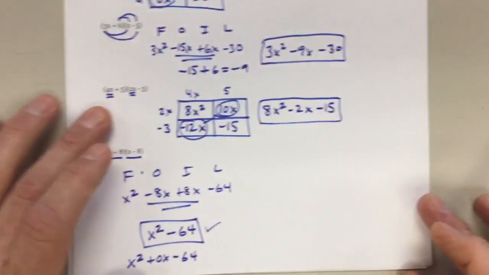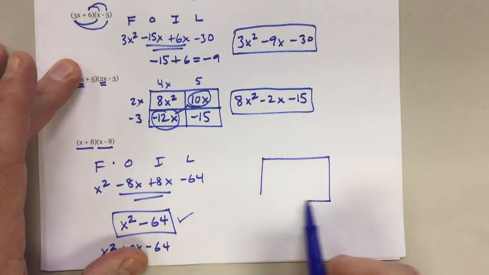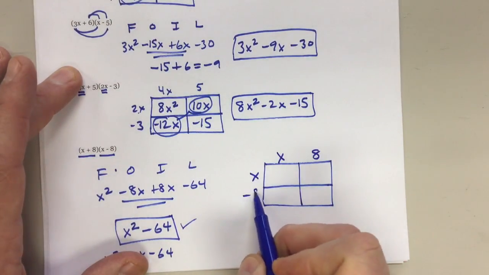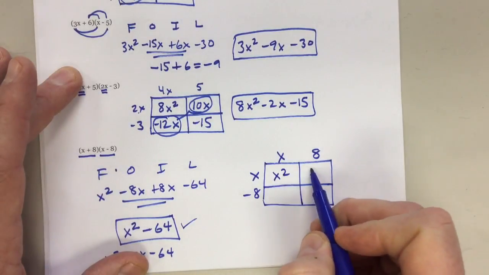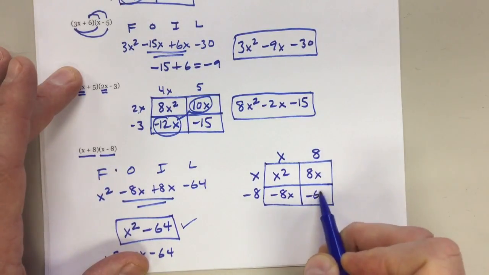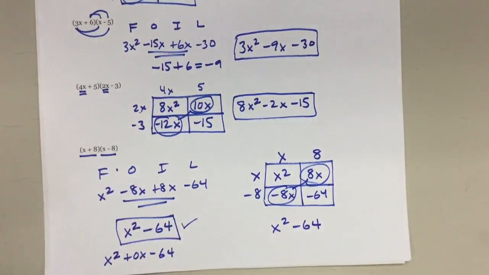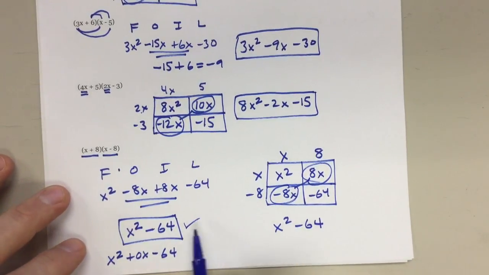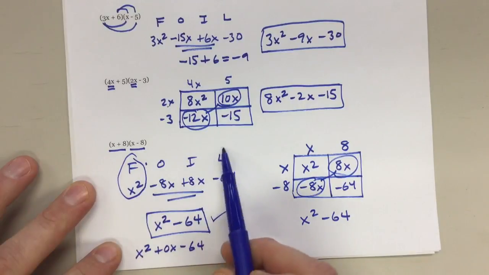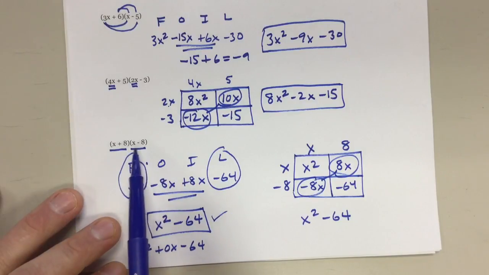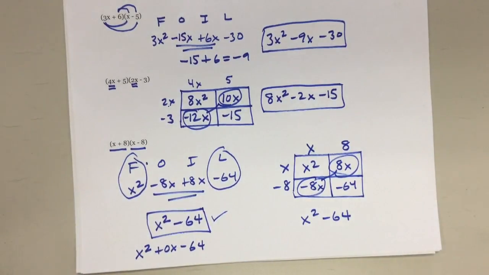We can do this one by the box method as well, since it's a special case. And I'd write x positive 8 on top, x negative 8 on the side. So I'd get x squared, 8x, negative 8x, negative 64. These two cancel each other out. I get x squared minus 64. And again, that's a special case. If you notice, you really only end up doing the first and the last part. So if you ever notice that the first term is x plus 8 and the second term is the same except it's subtraction, you could skip FOIL and just do FL, first and last.